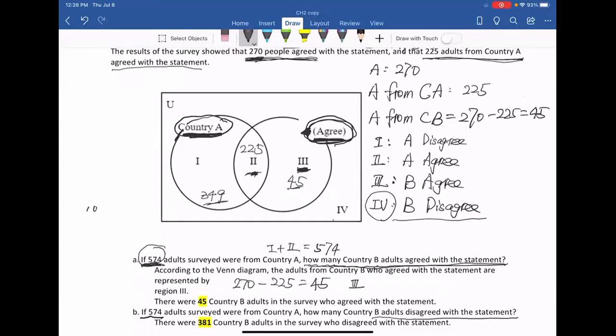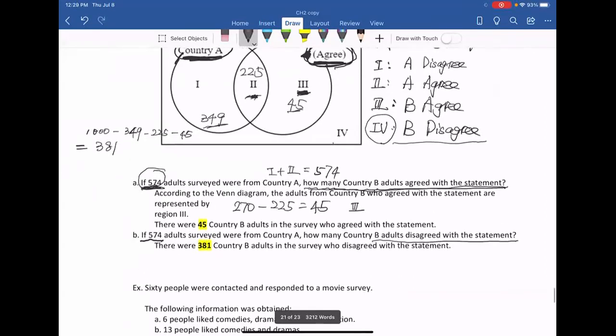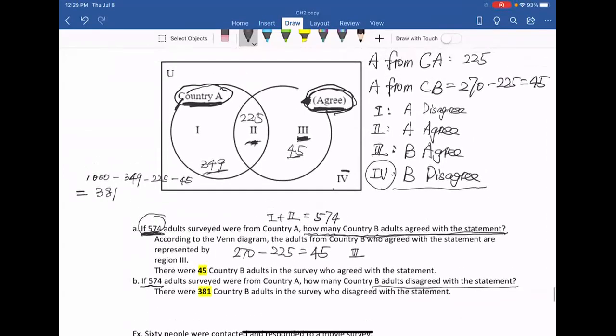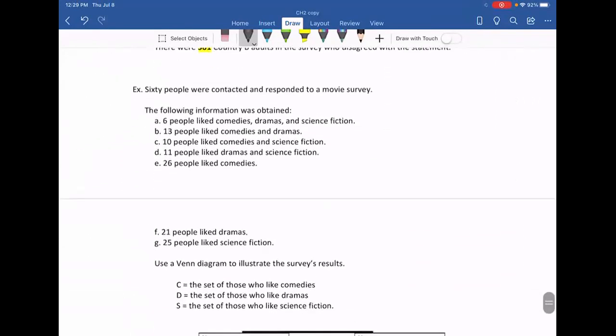That means 1,000 minus 349 minus 225 minus 45. I got, let me see, I think it's 381. 381 people are in region 4. So that's the way we solve the problem. So read the question, understand the question, and understand the Venn diagram, then solve the problem. Okay, let's move on to the next question.